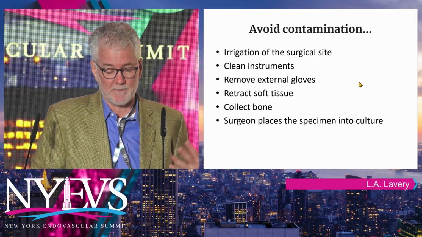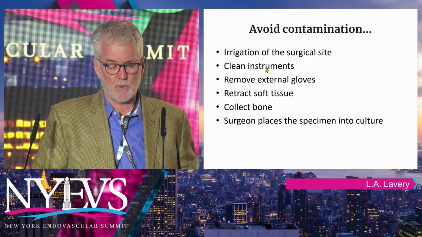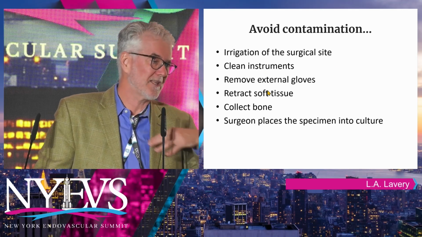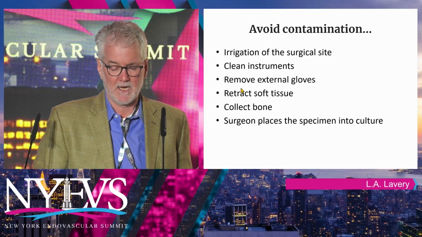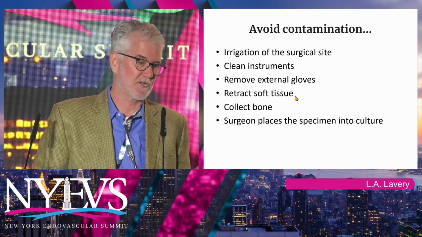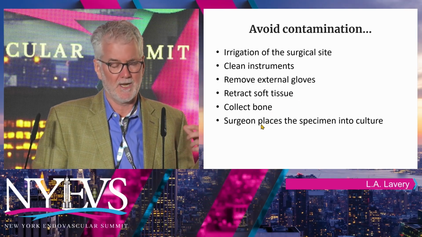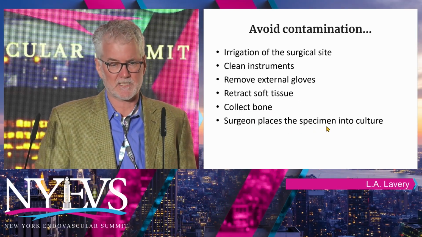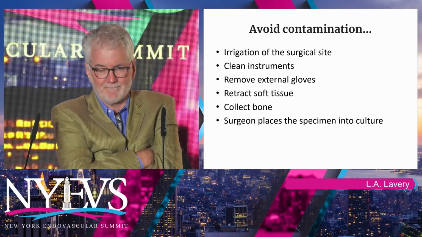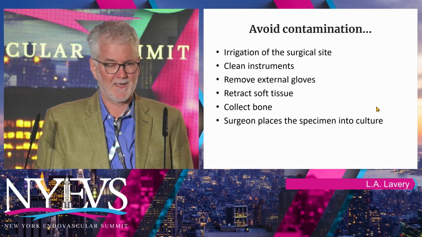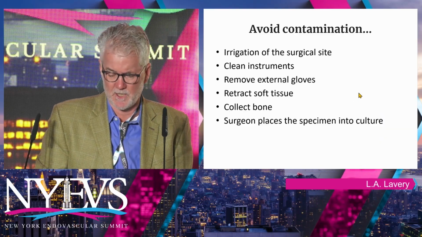So what we do for a clean bone margin is, after we do the I&D, after we irrigate the surgical site, we use clean instruments. The guys at Georgetown change out their whole back table. I don't think you need to do that. We remove external gloves, we retract the soft tissue so we can get a good piece of bone. We collect the bone, and then the surgeon places the bone in the specimen cup, and we don't let the person on the back table play with your specimen. Histology, they can do whatever they want with, and it just goes in the histology specimen.